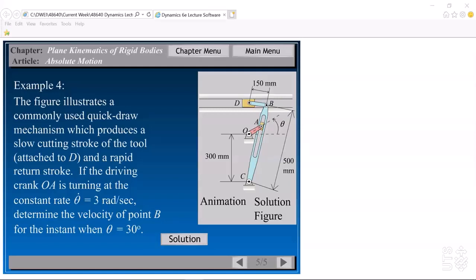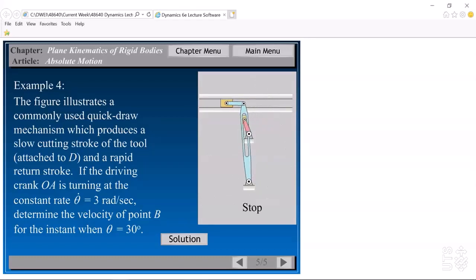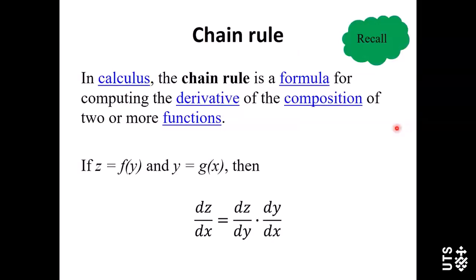Next example here shows a quick draw mechanism, and this mechanism can produce a slow cutting stroke but a rapid return stroke. Absolute motion analysis, we will use chain rule in calculus. This chain rule was learned in mathematics.